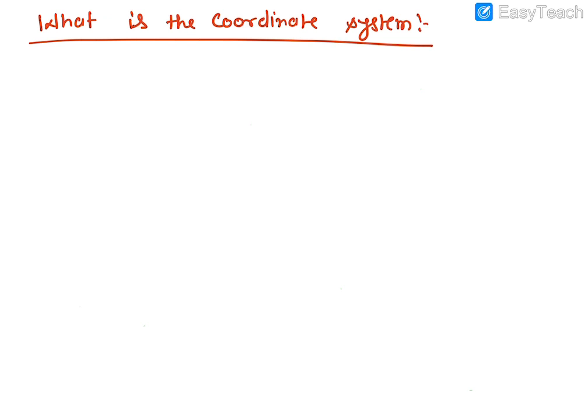What is the coordinate system? So simply, if I want to explain in a single line, to represent any physical quantity in a very beautiful manner, we need coordinate systems. Coordinate systems are basically given by mathematicians and beautifully used by physicists.